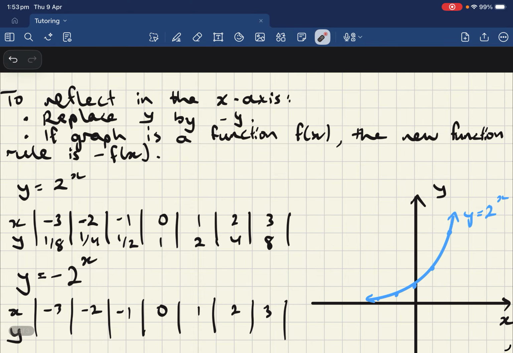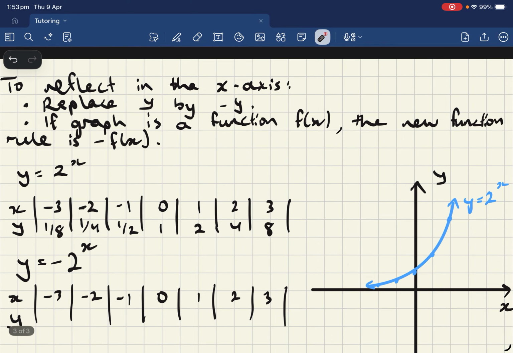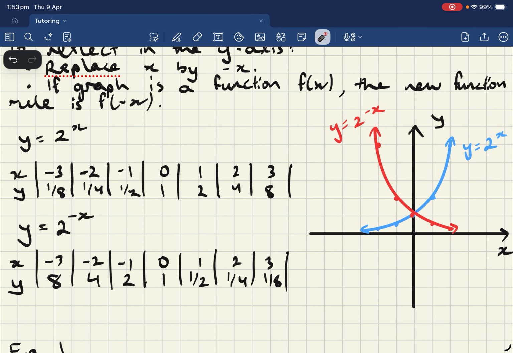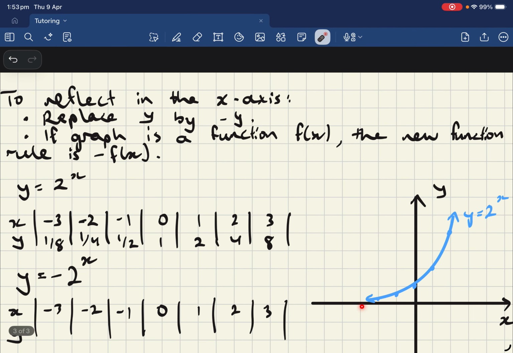Now, next one, we are talking about reflecting in the x-axis. So this one, we looked at this being flipped around the y-axis. This time we are flipping around the x-axis. To do this, we're going to replace our positive y by negative y. So anytime you see y, you are going to stick a negative in front of it to reflect in the x-axis. Once again, if it's a function f of x, the new function rule will be negative f of x.